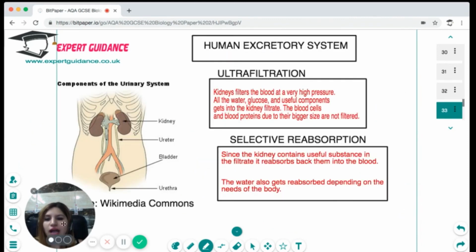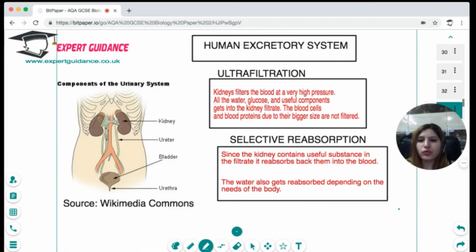Okay, so how do these kidneys function? We have two kidneys, and these kidneys receive the blood, filter the blood, and pass the urine via two tubes called ureters into the bladder. The bladder stores the urine and expels the urine out through the urethra.